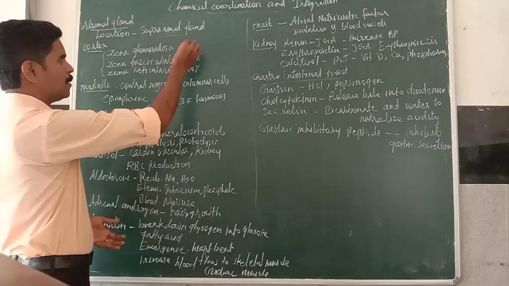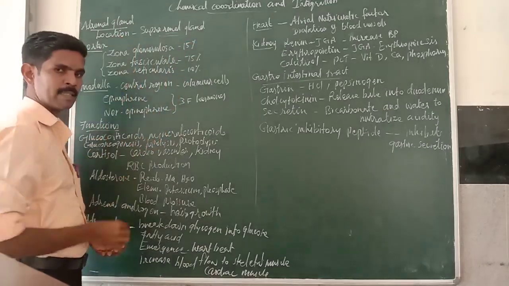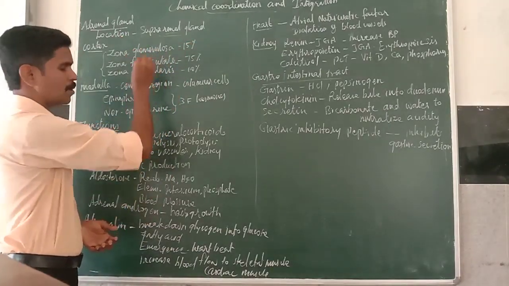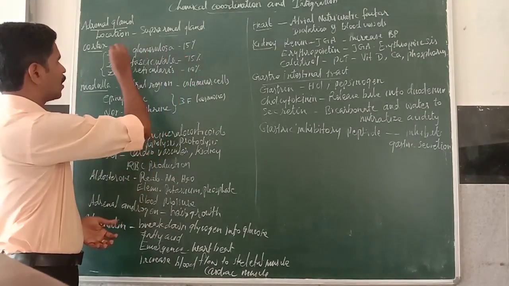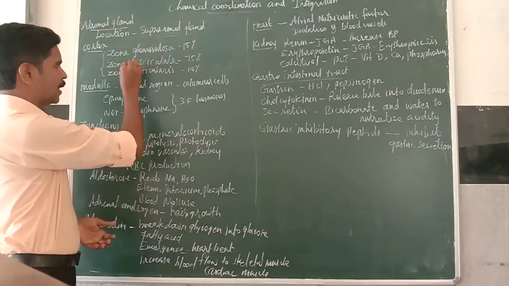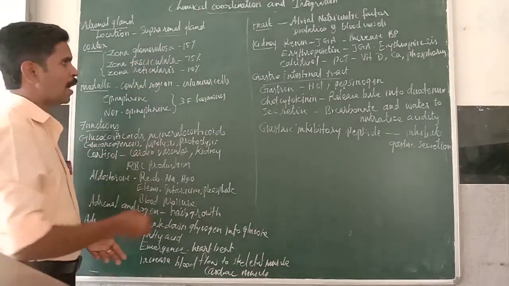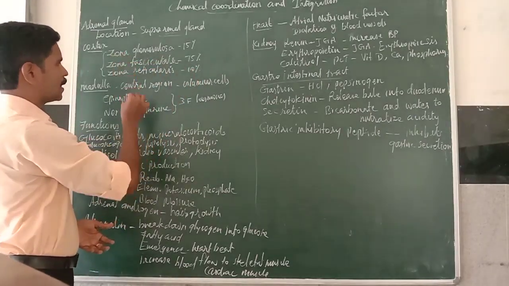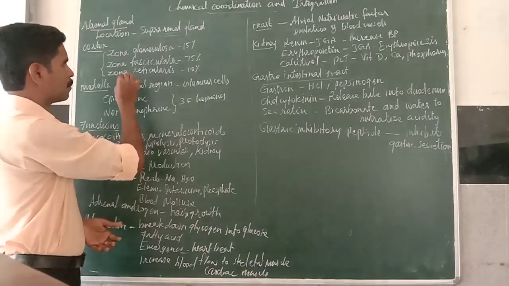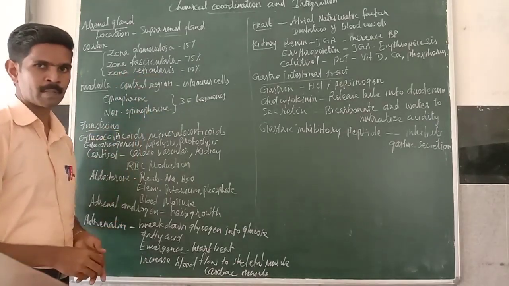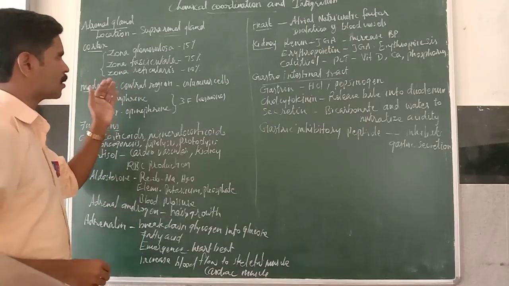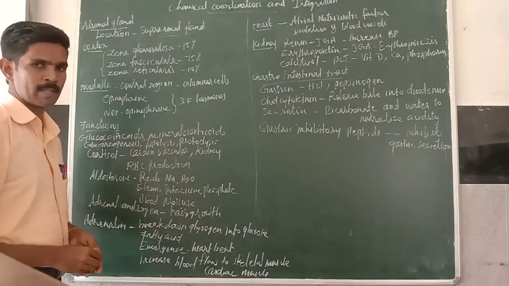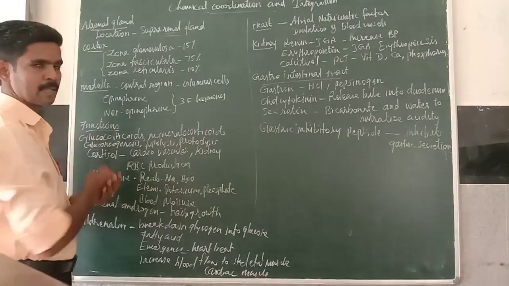Here, 15% of the cortex region is made up of the zona glomerulosa layer. Then 75% of the cortex is made up of the zona fasciculata. And 10% of the cortex is made up of zona reticularis. Understand, my dear students? So the cortex region is divided into zona glomerulosa, zona fasciculata, and zona reticularis. That's all about the cortex region.